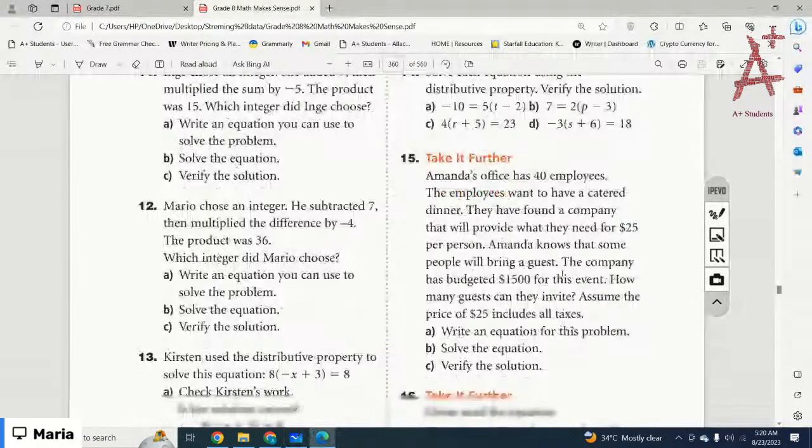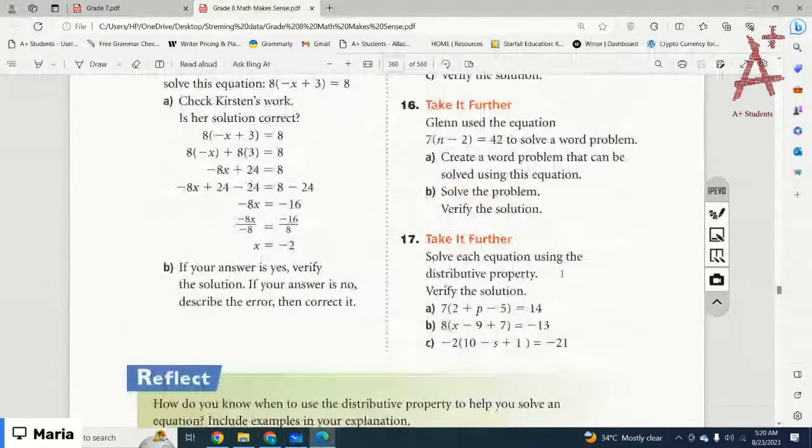Okay, the next one is question number 16. Glenn used the equation 7 times (n minus 2) equals 42 to solve a word problem. Create a word problem that can be solved using this equation. Solve the problem and verify the solution. So basically you are given the equation 7 times (n minus 2) equals 42. You have to write down the word problem, right?